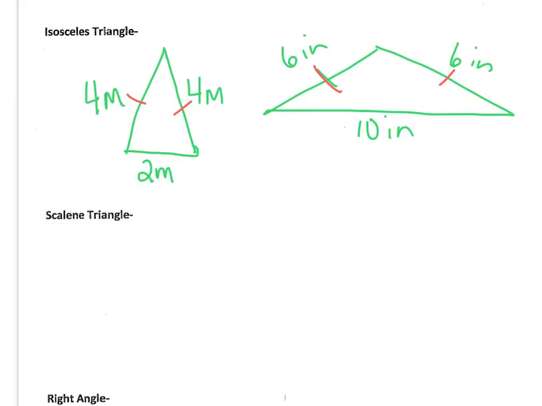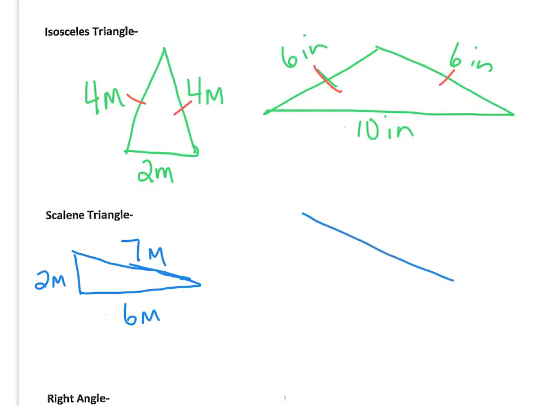A scalene triangle is a triangle where none of the sides are the same length. So maybe you have a small side, a long side, and a medium side. So all the different sides are different sizes. So maybe this is 2 meters, this is 6 meters, and this is 7 meters. So any triangle where all the different sides are different lengths.